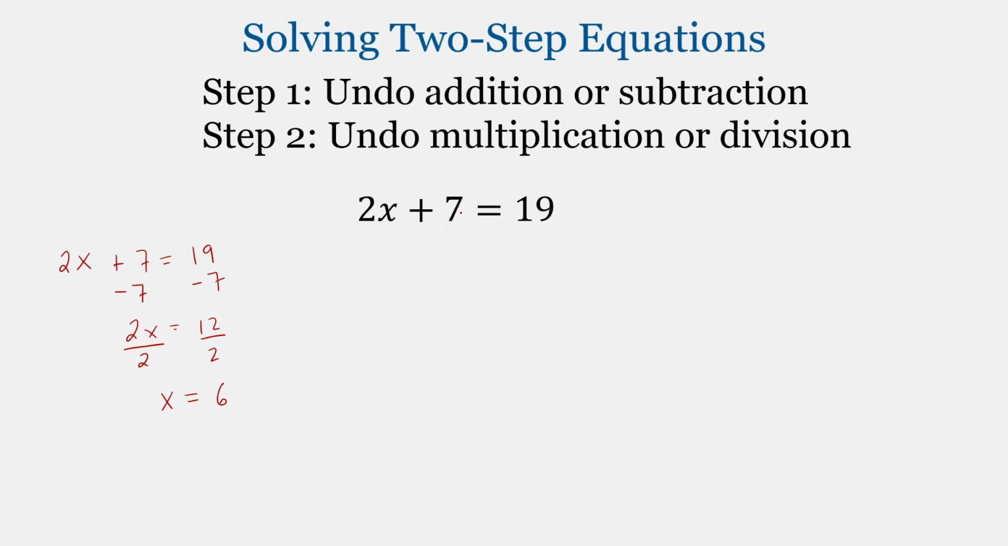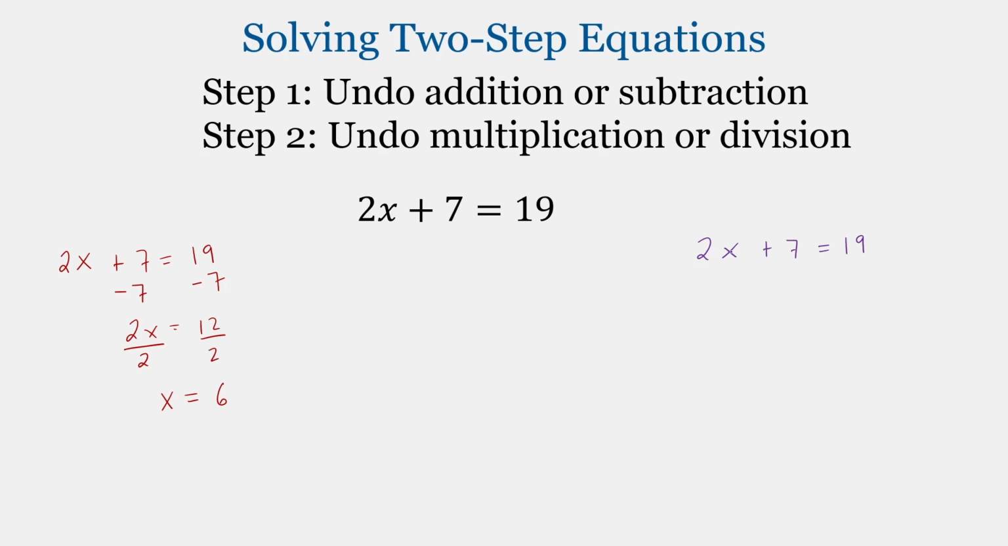However, this is not a requirement to do things in this order. In most cases, solving the equation by first undoing addition or subtraction followed by undoing the multiplication or division is the best way of doing it. But you don't have to follow that order. So let's do this problem in a different way. We have 2x plus 7 is equal to 19. So again, ideally, you would undo addition first. But let's undo this multiplication step first.